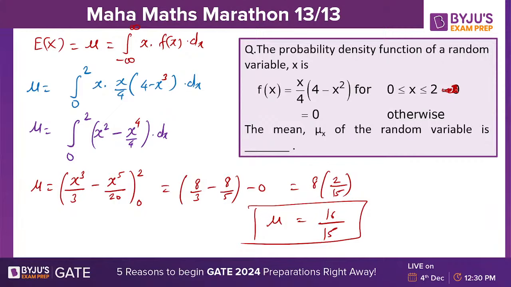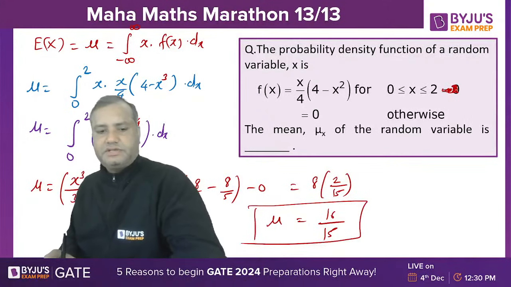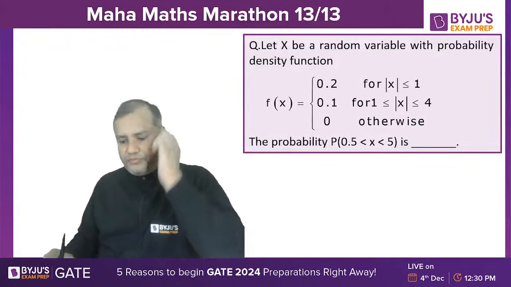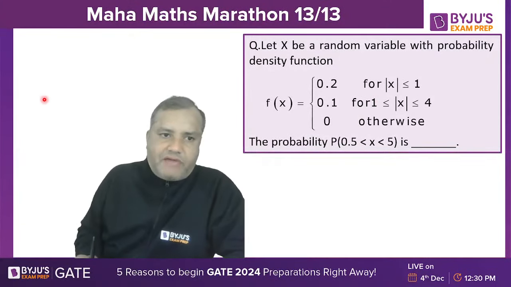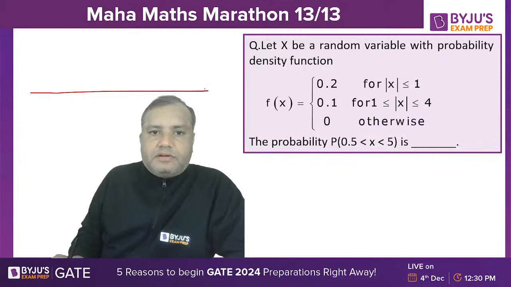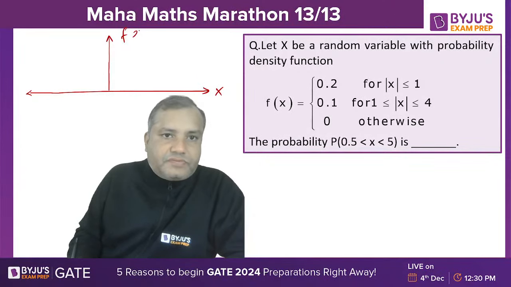Yes, come on. We are moving towards the next question. The next question is again a beautiful concept. See here, the mod function is beautifully utilized here. We have a continuous random variable x, and on the y-axis obviously we are marking f of x.